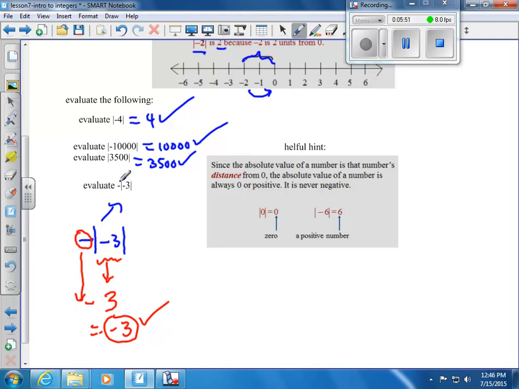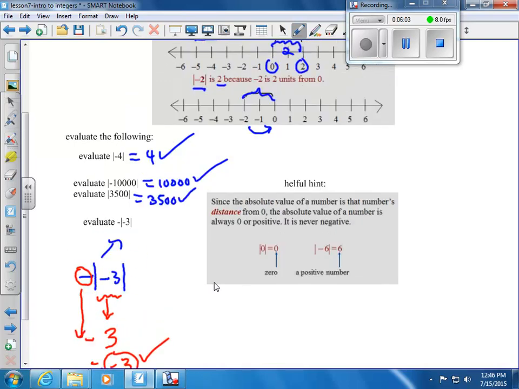So that negative there is outside the bar, so just drop it down and record. So you arrive at negative 3. We're going to see more about that in the near future.